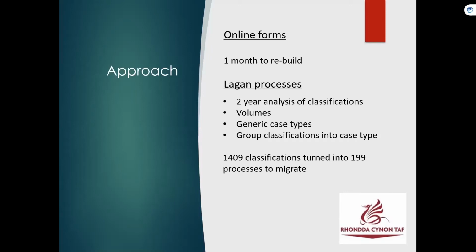And we then grouped these together under separate case types. Of the remaining classifications, we've done a manual exercise to group them together by process. So this was partly dictated by what script or e-form they were part of. Thus, for each process, we had a set of classifications we knew we needed to incorporate into the new system. So out of 1,409 classifications in Lagan, these turned into 199 processes to migrate. So this was the only way really we could confidently identify what case types we needed to rebuild in GOSS.